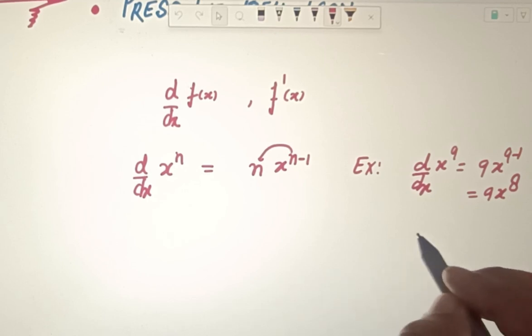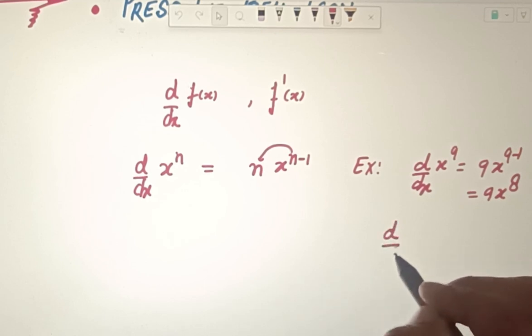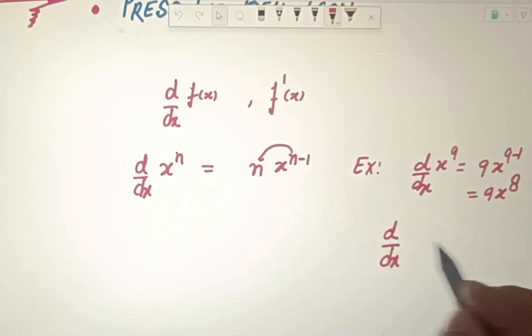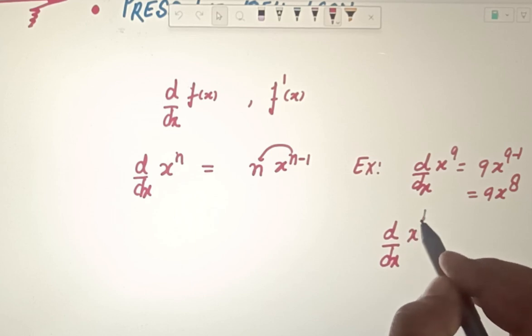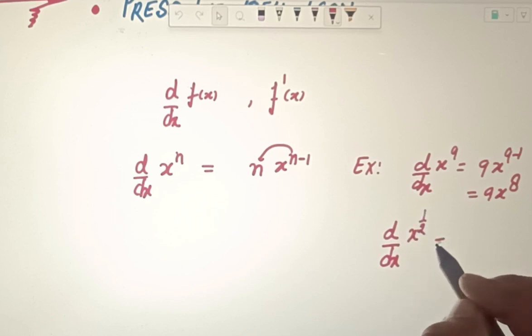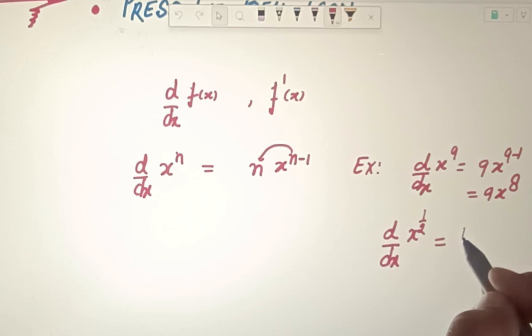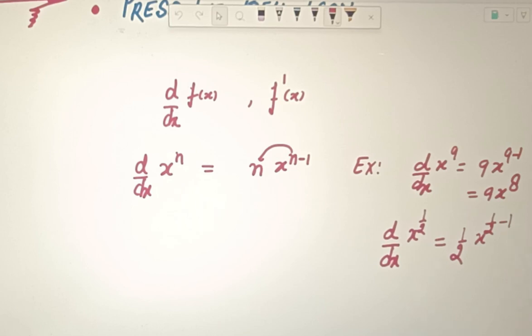On the other hand, it is not necessarily true that n is an integer, it may be a fraction, like x to the power 1 by 2. In this case 1 by 2 will be here, and x to the power 1 by 2 minus 1. Now calculate it: 1 by 2 and x to the power 1 by 2 minus 1 is x to the power minus half. So it is the derivative of this.